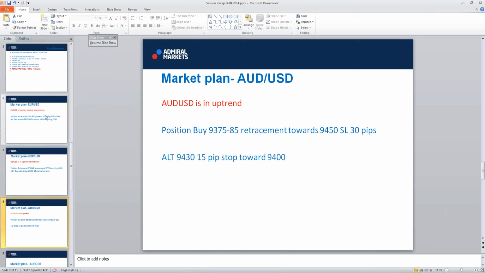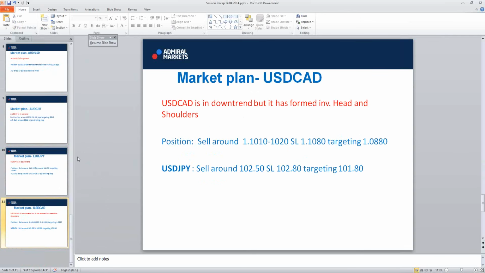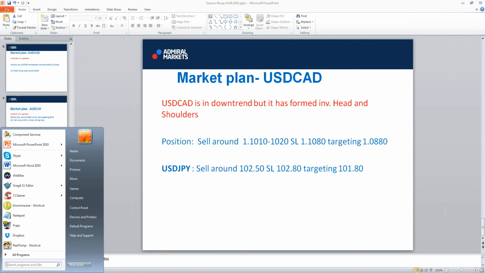Okay, so Aussie cable, Euro dollar, cable Aussie, Australian dollar Swissy, Euro yen, dollar CAD, and dollar yen setup. We have plenty of chances now to look for and to trade.